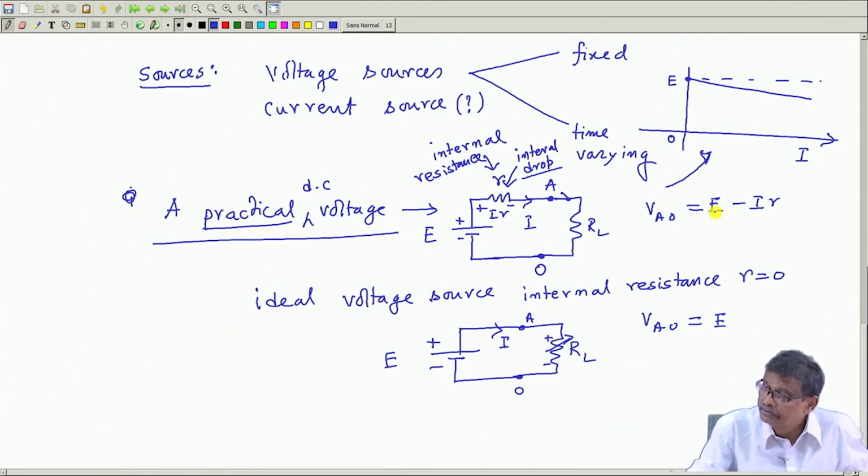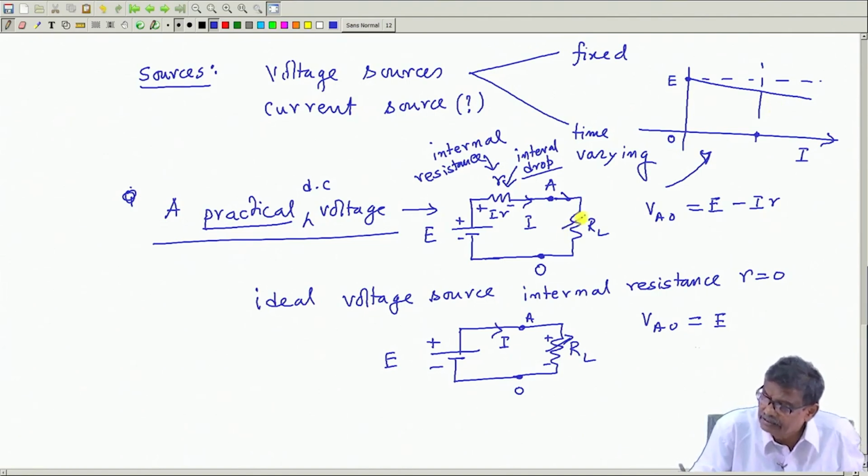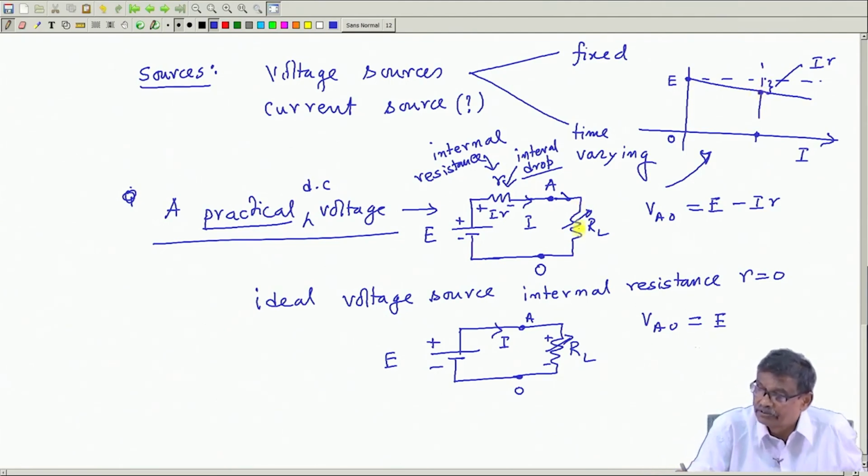Y is equal to minus m x plus C, slope of the line can be calculated. So, for any current I, a particular current I, who decides that current? If you change RL, I will change. Therefore, for this current, this is the total voltage and this much will be your IR. So, from E subtract IR, you get the voltage applied across RL. It simply tells that.